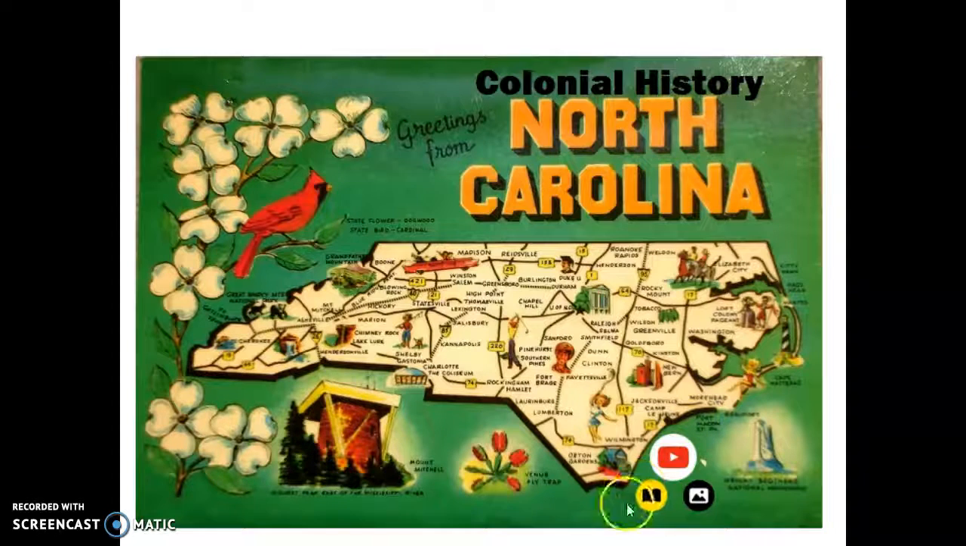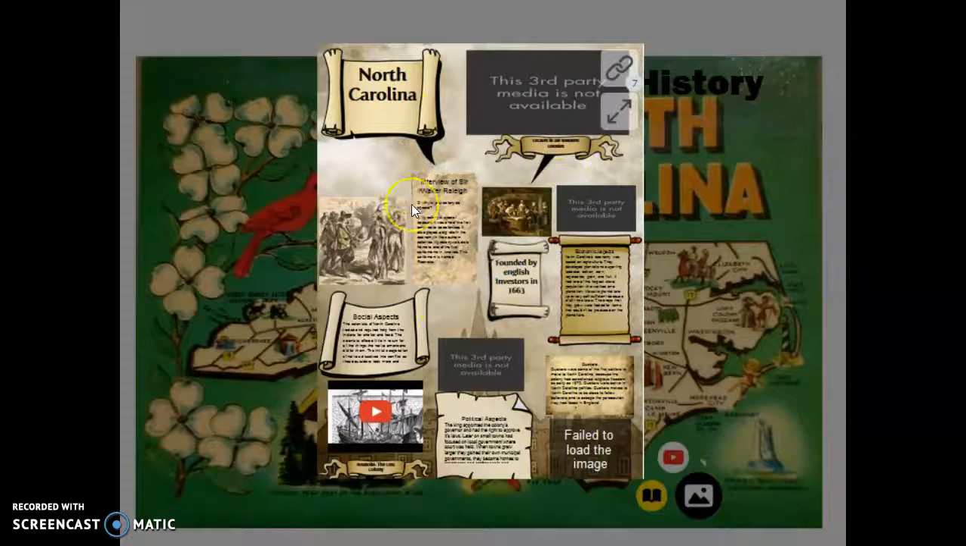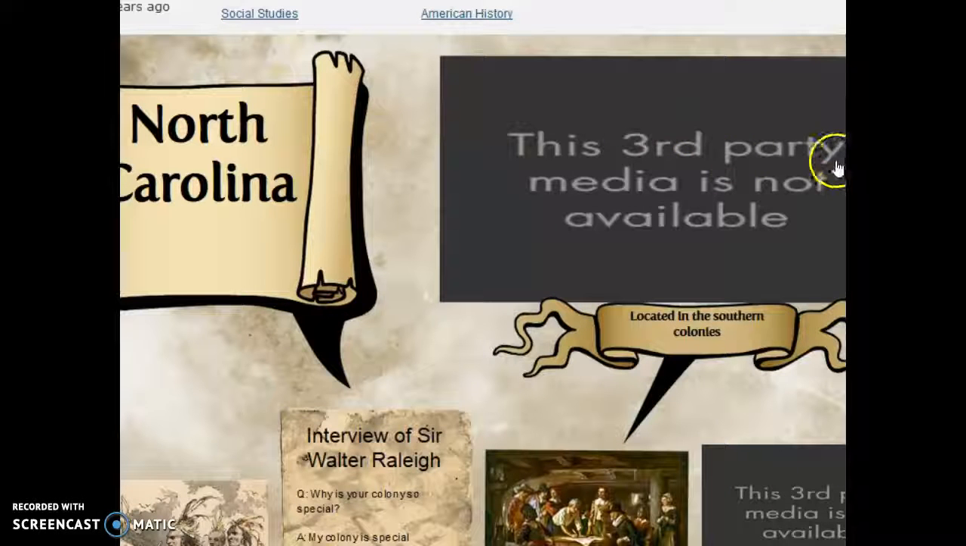Then down here we have the 3 resources used for this image. We have an image, a video, and an article. So the image takes us to another image with images within it and brief descriptions of early colonial life in North Carolina. I'm clicking on the website so we can actually read the text.